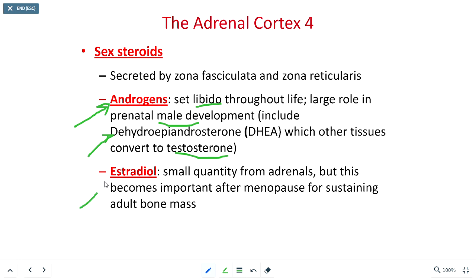Another one of the sex hormones is called estradiol. Estradiol is the most potent of the three forms of estrogen. Now, as we look at the amount of estradiol released from the adrenal cortex, it's pretty small, but post-menopause, that estradiol becomes very important for maintaining the bone mass of a woman's skeleton.